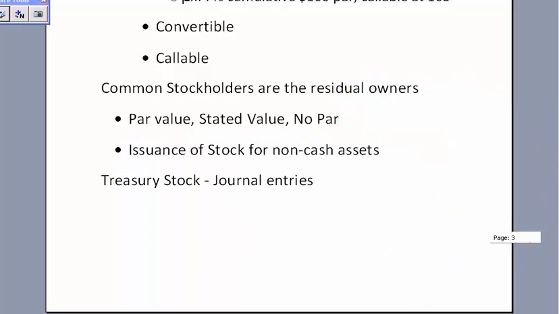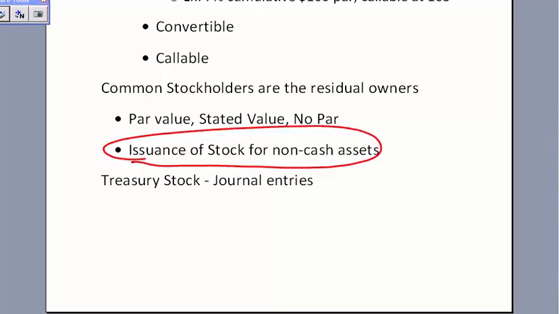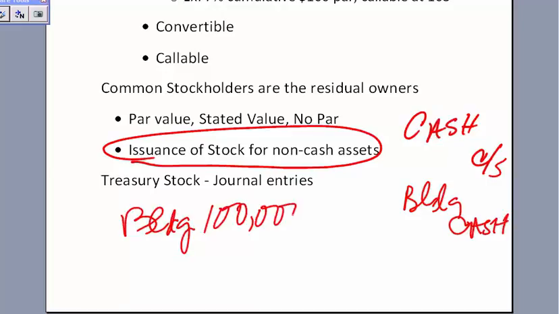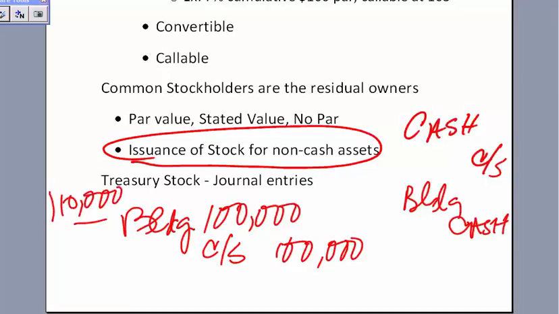Let's get rid of my marks here, and while we're here, let's talk about what happens if we issue stock instead of issuing for cash. So instead of getting cash and common stock, and then turning around and buying a building and paying out cash, what if you simply sell a building for, let's say, $100,000 and then issue common stock for $100,000? And the question is, if this building was worth $110,000, should you be recording the building at 110, or what should you be doing?